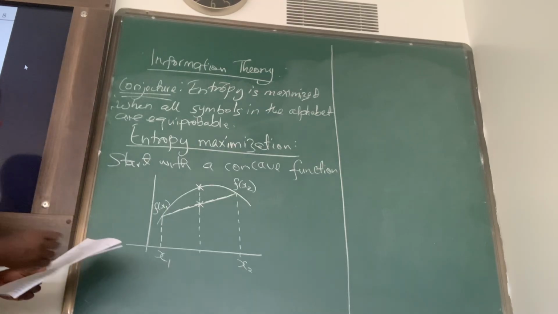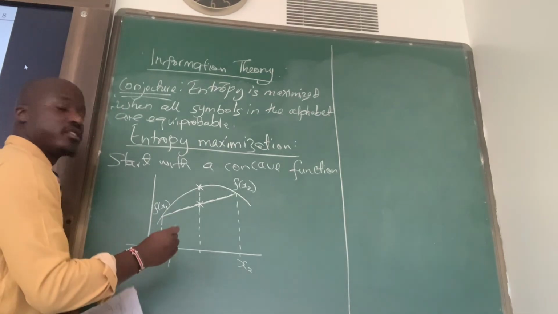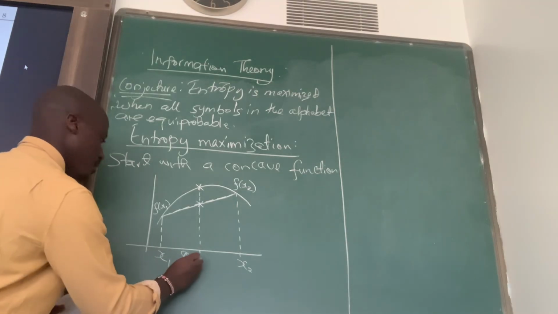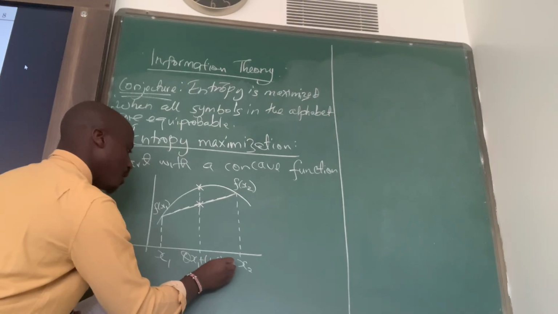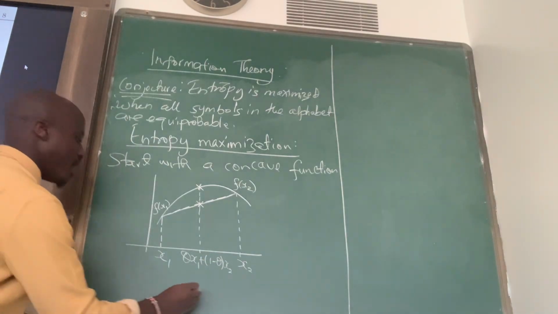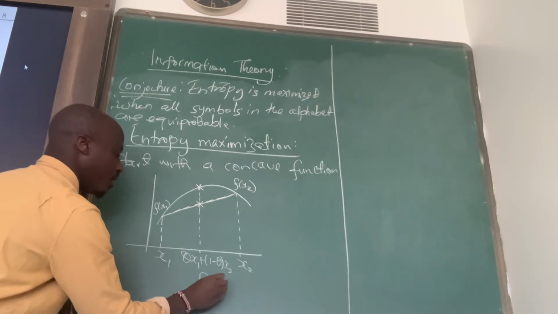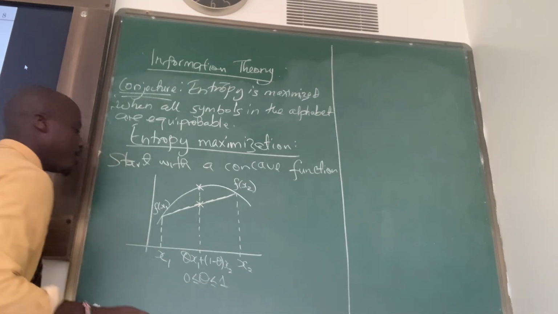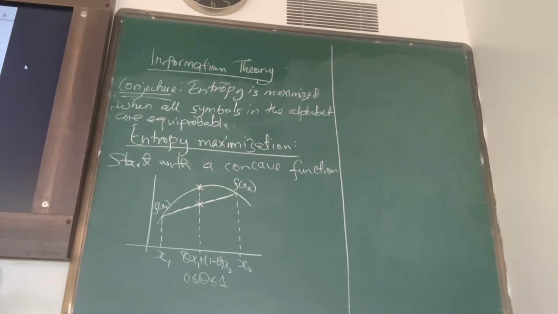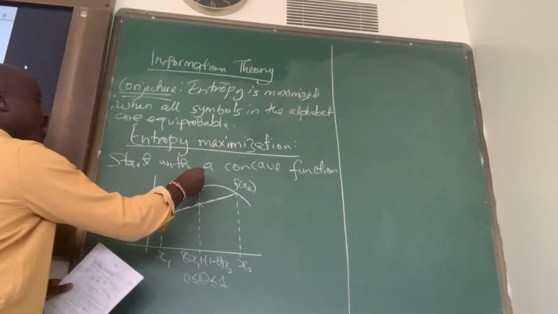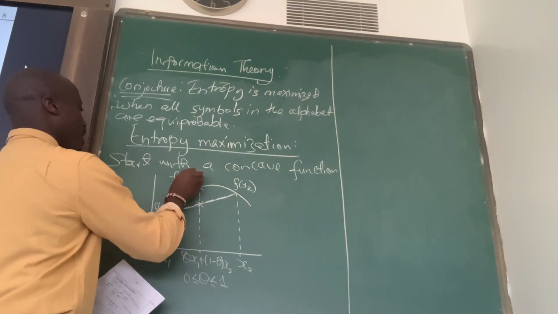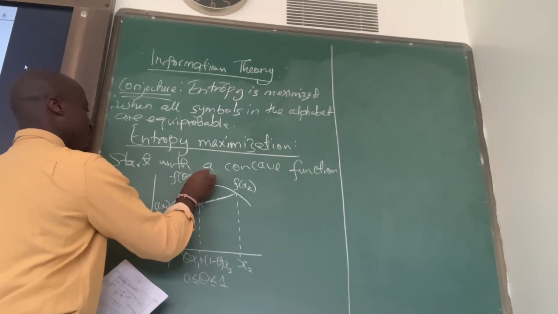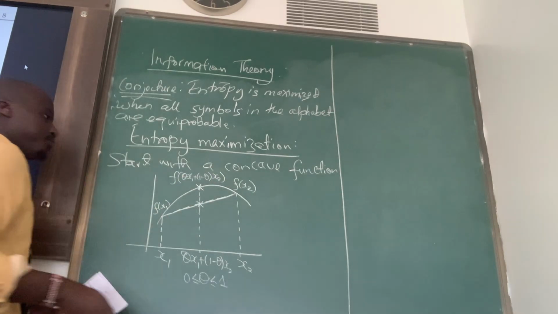So I want to pick another point here, such that this is going to be theta x1 plus 1 minus theta x2. And then my theta is just between 0 and 1, both of them inclusive. So let's work on that function. If I look at this function, the value here is just going to be f of theta x1 plus 1 minus theta x2, okay?